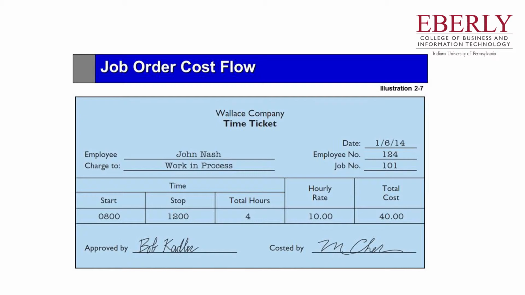This gives you an illustration of a time ticket for Wallace Company. It is dated. It tells you the employee number. It gives you the job number to which this employee's hours need to be charged, the name of the employee, and then the start time and the stop time give you 4 hours at the rate of $10. So $40 will be charged to job 101 for employee John Nash, who is working.